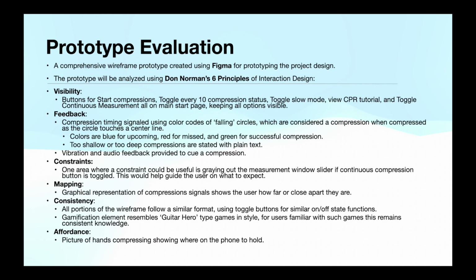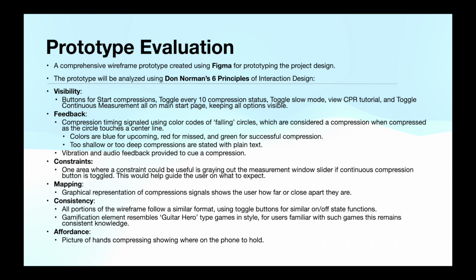After a wireframe was created using Figma, we are now able to evaluate the first prototype using Don Norman's principles of interaction design. The first principle, visibility, is met with the 4 buttons on the start page: toggling compression summary status after each 10 compressions, toggling slow mode, viewing the tutorial, and toggling continuous measurement, keeping all of the possible options visible.